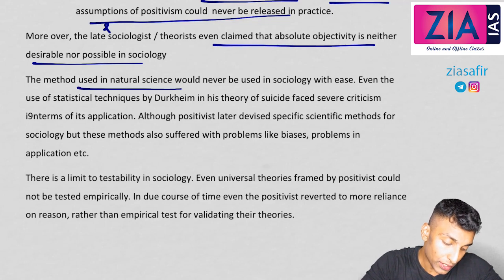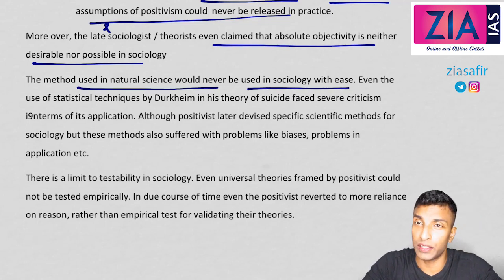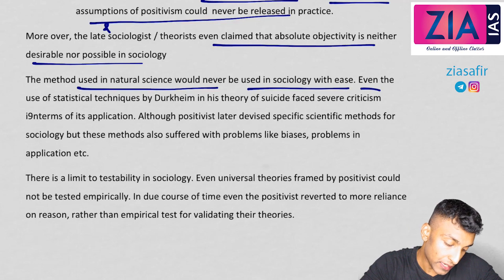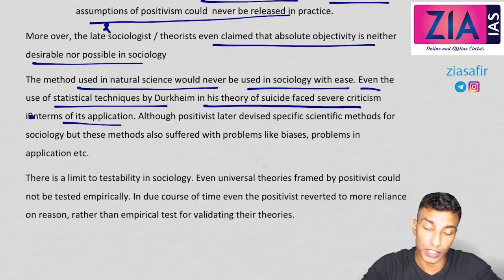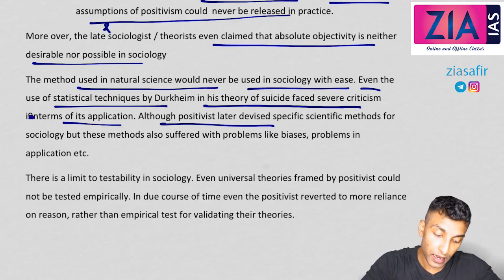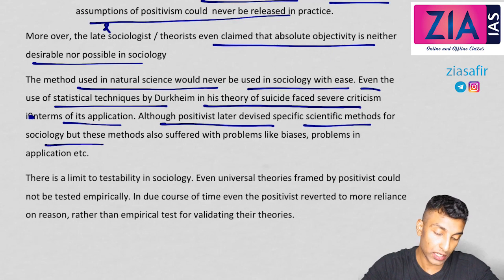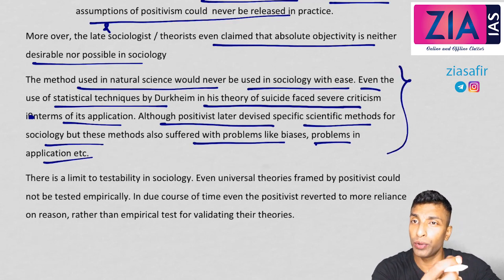The methods used in natural science could never be used in sociology with ease. Even the use of statistical techniques by Durkheim in his theory of suicide faced severe criticism in terms of its application. I have told you this point. Although positivists later devised specific scientific methods for sociology, these methods also suffered from problems like biases, problems in application, etc. So what you're actually doing is taking all the points and criticizing them one by one.